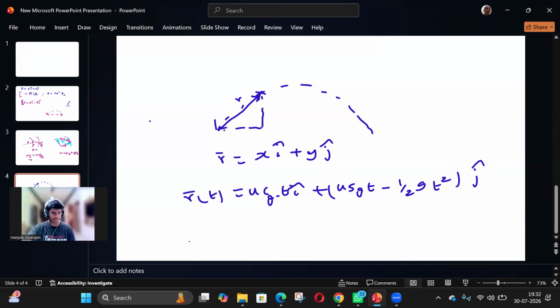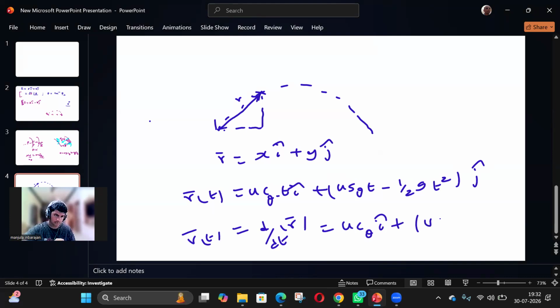If you want velocity as a function of time, you have to differentiate this with respect to time once, d by dt of r. So if you do the i component, you get u cos theta i cap plus u sine theta minus gt j cap. So this is v equal to u plus at, and a is minus g, and for the horizontal part, v equal to u because acceleration is 0 in the horizontal direction.